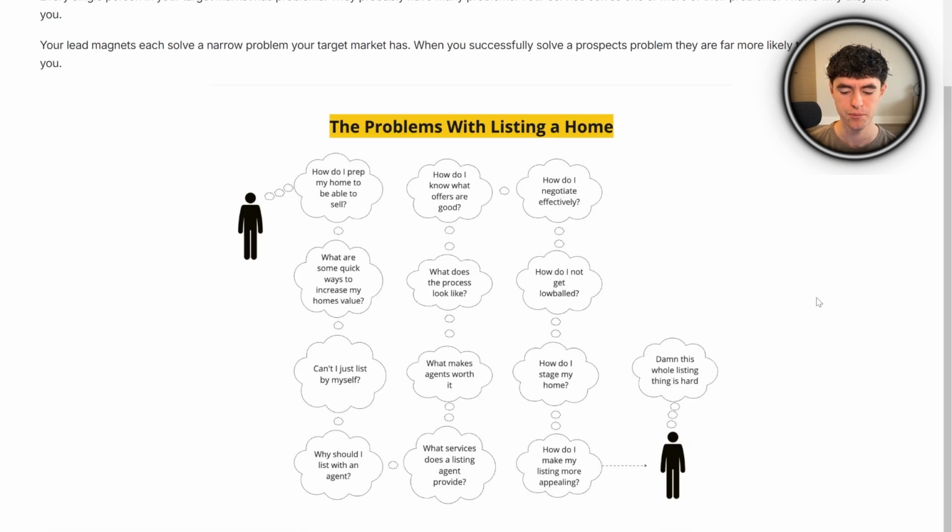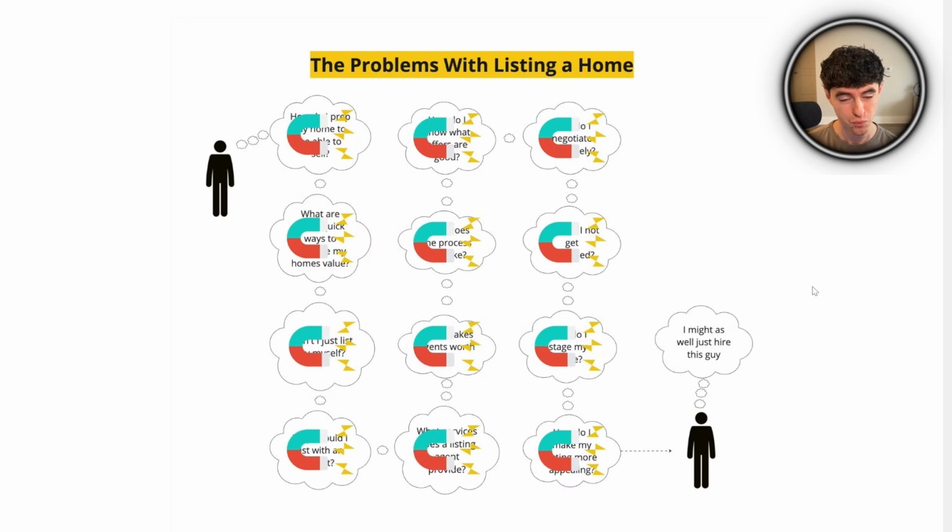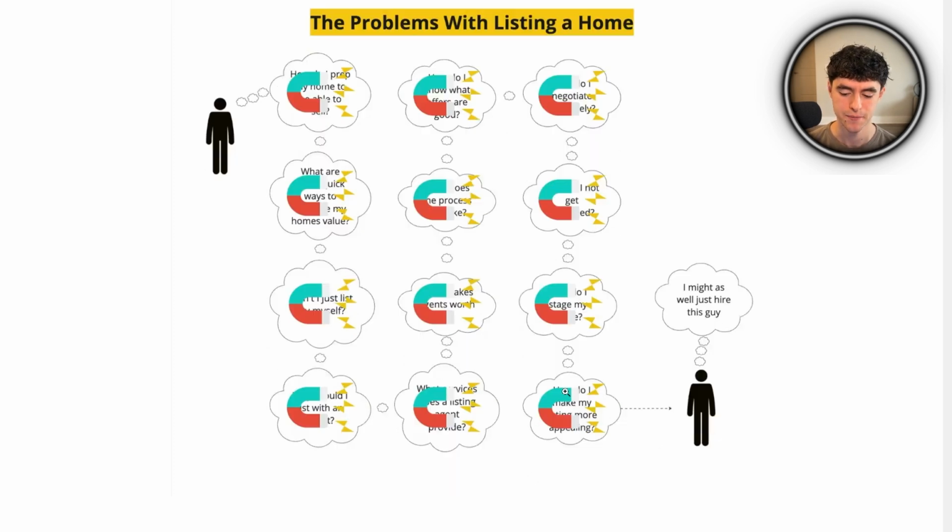So here, for example, we have the problems with listing a home. They have many questions like, how do I prep to sell my home? What are some quick ways to increase my home's value? Can I just list it by myself? All these different problems are arising, and they come to the conclusion that, man, this whole listing thing is pretty difficult. But with our lead magnets, our goal is to solve every single one of their pain points, and they come to the conclusion that, after all of them are solved, I might as well hire this guy.